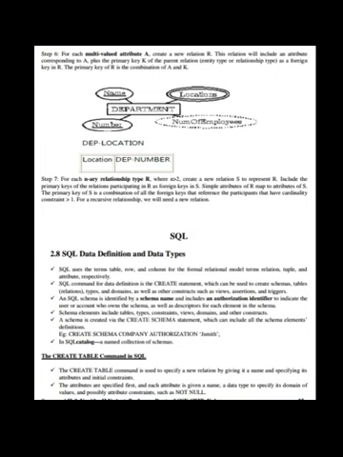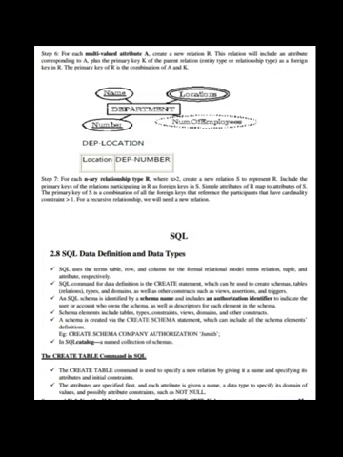For each n-ary relationship type R where n is greater than 2, create a new relation S to represent R. Include the primary keys of the relations participating in R as foreign keys in S. Simple attributes of R map to the attributes of S. The primary key of S is a combination of all the foreign keys that reference the participants that have cardinality constraint greater than 1. For a recursive relationship, we need a new relation.